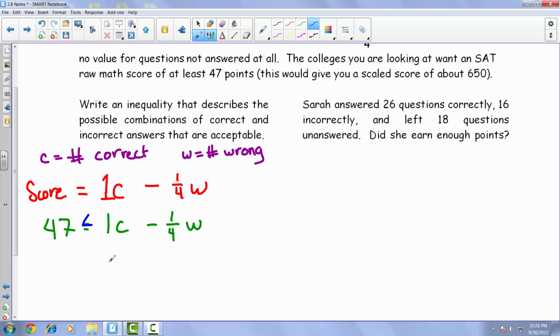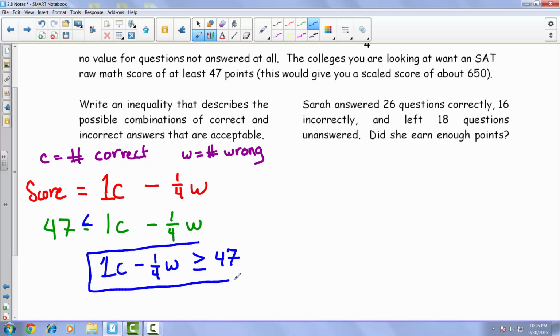Now, you could also write this as 1C minus 1/4 W is larger than or equal to 47. These two actually mean the exact same thing. So if this is a little bit easier for you to see, by all means use that. So here would be that inequality for all of the answers that are acceptable where she gets at least a 47.